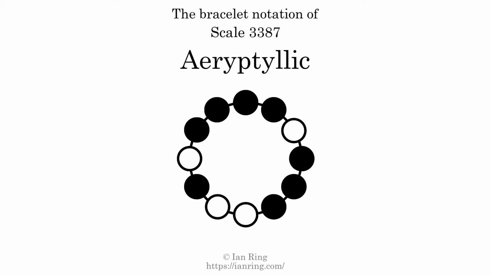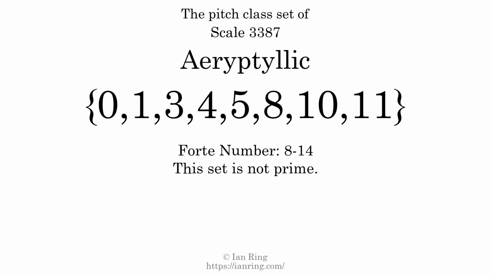This is a bracelet notation diagram of scale 3387. The shaded circles represent tones that appear in the scale, and they are read clockwise, starting at the top. The pitch class set for this scale is 0, 1, 3, 4, 5, 8, 10, 11. The forte class is 8-14. This set is not prime.